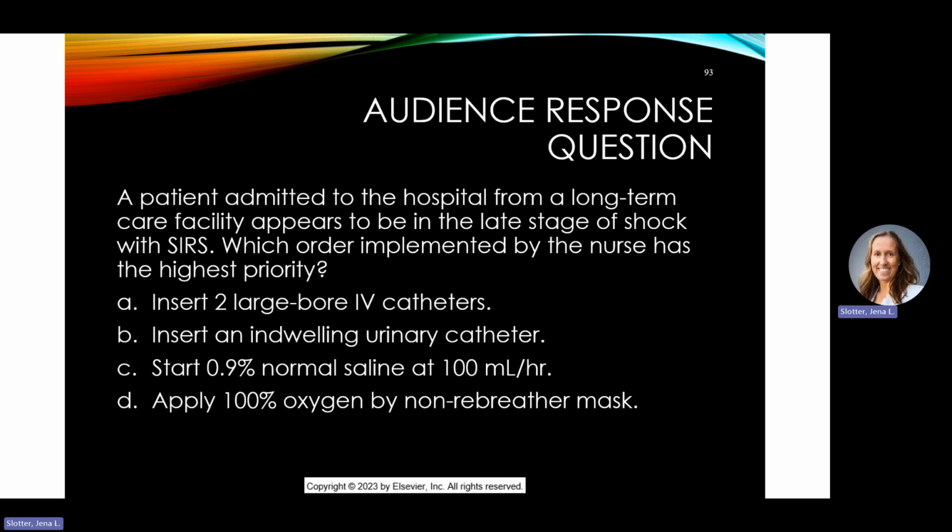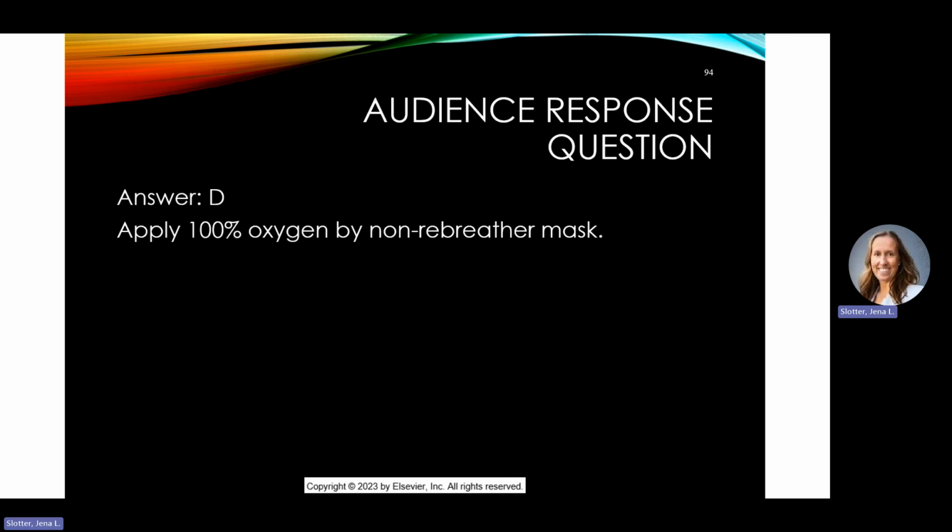Okay, a patient is admitted to the hospital from a long-term care facility, appears to be in the late stage of shock with SIRS. Which order implemented by the nurse has the highest priority? Do we want to put 2 IVs in, get a urinary catheter in, start normal saline, or apply oxygen for this patient? Okay, so the answer is D. Oxygen's going to come first. That's a super quick thing. We know that our blood is lacking in oxygen, so that's going to be our first focus. And then the IVs before we can provide fluids. So, okay.